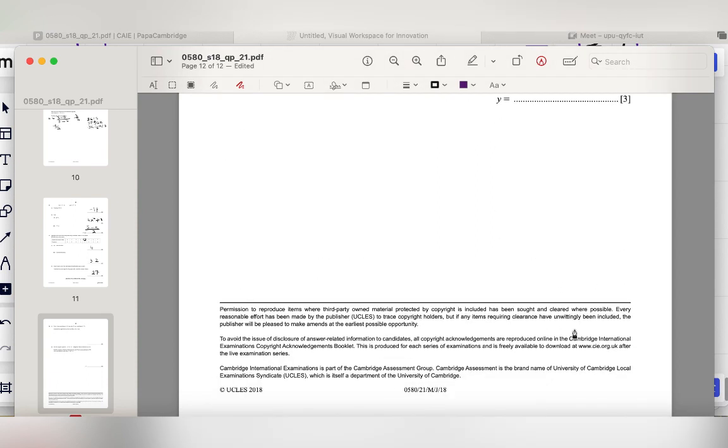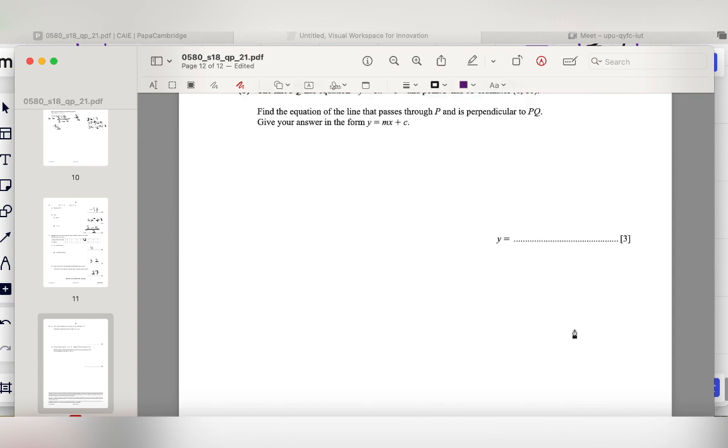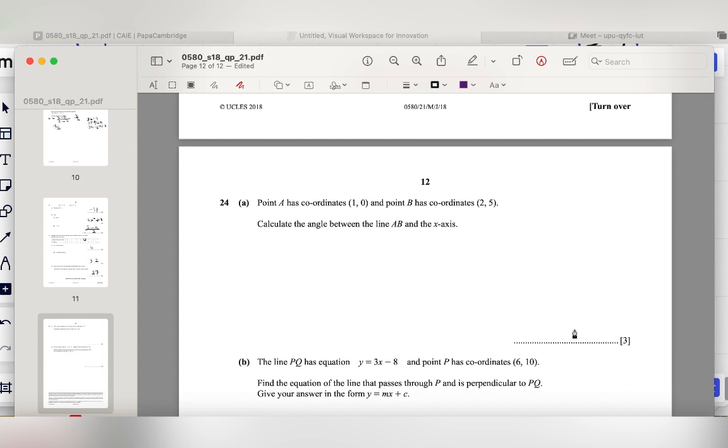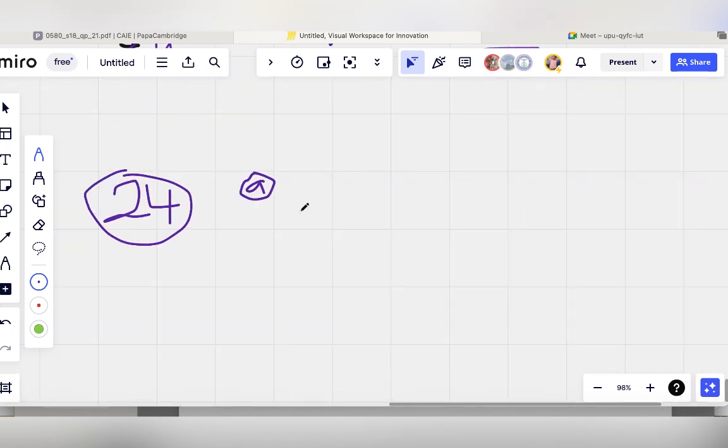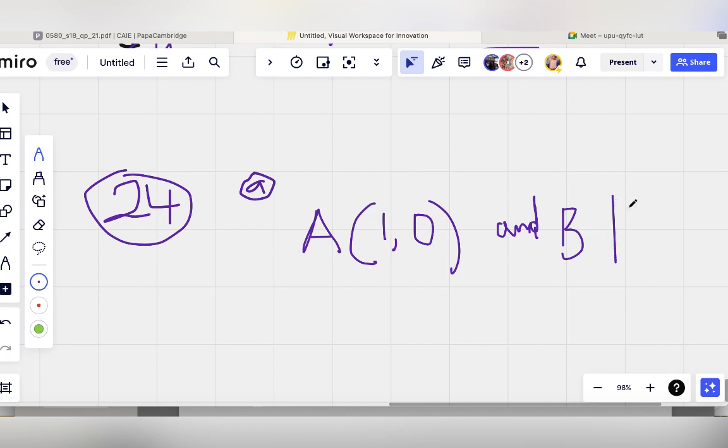Okay, that's it. The next one, I think this is the last question. So, question 24, the last one. Let's take a look at it and see what they want us to find. Point A has a coordinate 1,0 and point B has a coordinate 2,5. So let's write these coordinates on our board. Question 24, point A has a coordinate 1,0, and point B has a coordinate 2,5. So let's see what they want us to find.